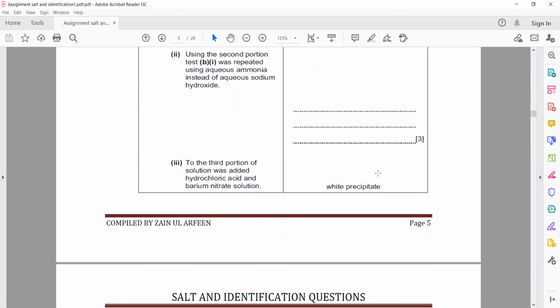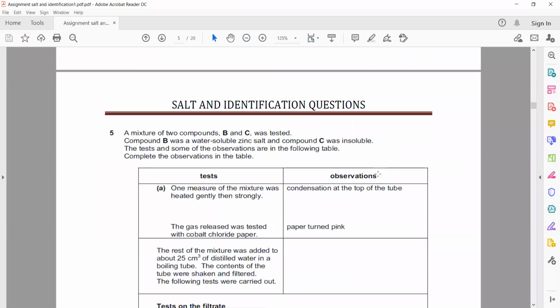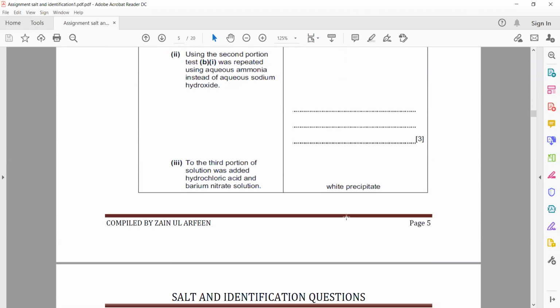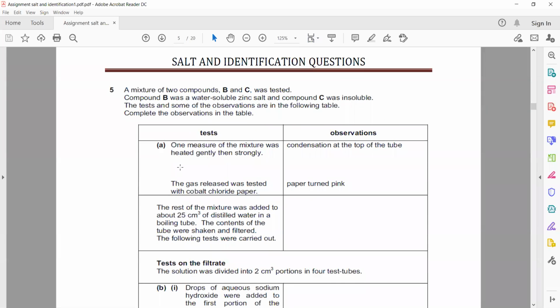Page number 5. I will share this file with you after the class. Salt and identification question, page number 5. The question numbers are not in order, that's why I'm not saying the question number.